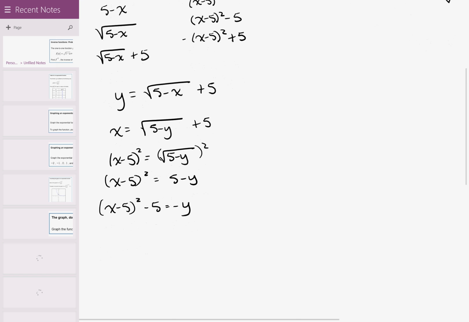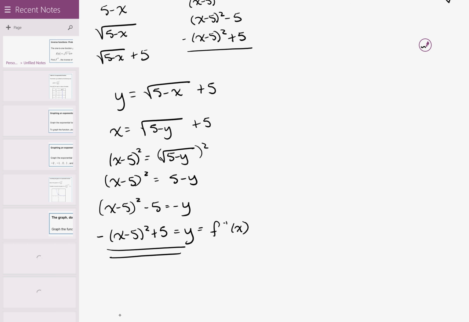And I'm going to multiply both sides by -1 or divide both sides by -1. It's the same thing. And that is f inverse of x. And you can see right here, I got the same function rule for either one of those.